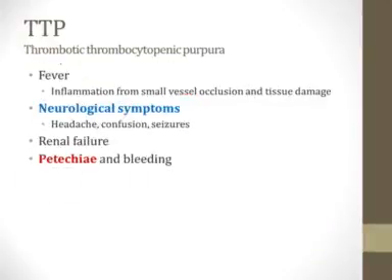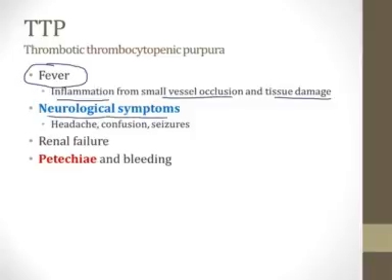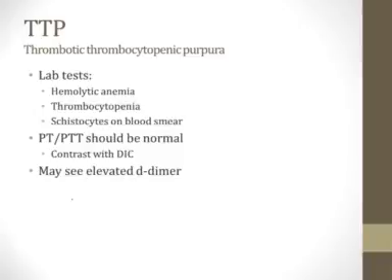So what does the clinical presentation of TTP look like? Well, first of all, fever is one of the hallmarks. This is because there is inflammation from small vessel occlusion and tissue damage. Another hallmark is the presence of neurological symptoms. These include symptoms like headache and confusion and seizures. These are from small vessel occlusions occurring in the central nervous system. Patients can even have focal neurological deficits. Small vessel occlusion in the kidneys leads to renal failure, and then finally petechiae and bleeding develop from the low level of platelets. Now that clinical presentation is somewhat nonspecific.